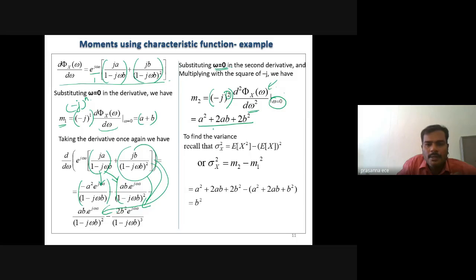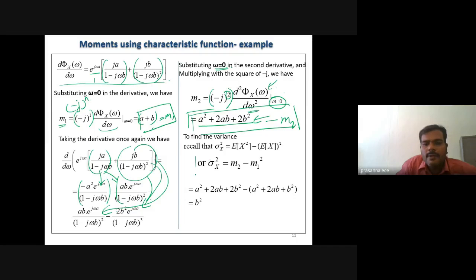You can go through this slide later on. I'll be sharing this slide in the class. You can go through the slide slowly, write down the steps and check for yourself. So now we know what this is. This is m2. What is this one? This is m1. So we already have m2 and m1.